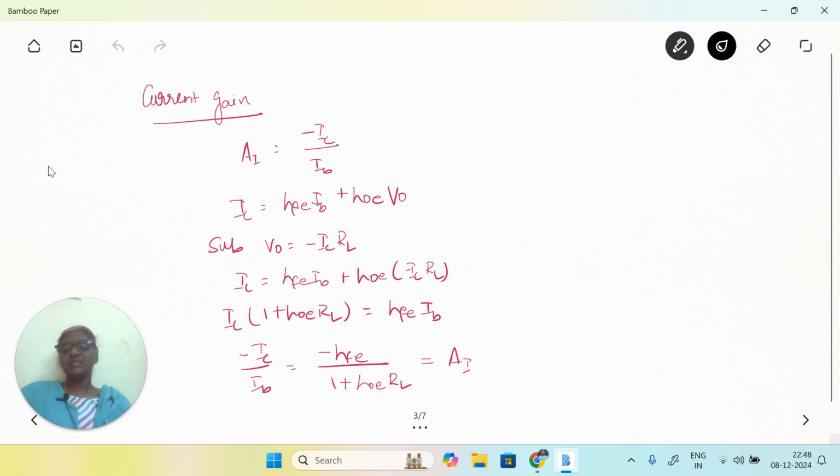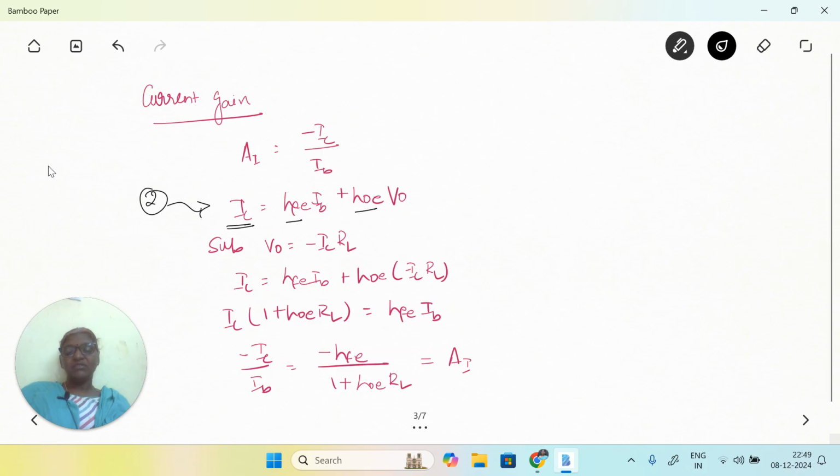The current gain derivation: A is equal to minus Ic by Ib. We can take the second equation of the h parameter equation, which relates the output current. So Ic is equal to hfe into Ib plus hoe into Vo, where hoe is the output admittance and hfe is the forward current gain.